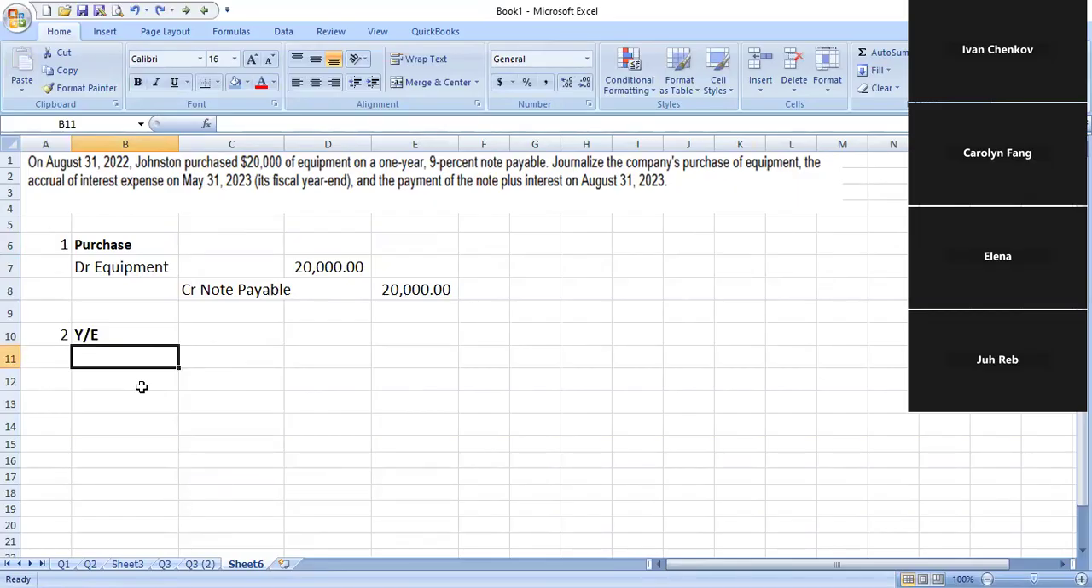Make sense? So if the question comes from the chapter on liabilities, that means you have to show the liability at the end. That's how you can easily relate the question. So what do I have to do here? I have to show debit interest expense, credit interest payable.